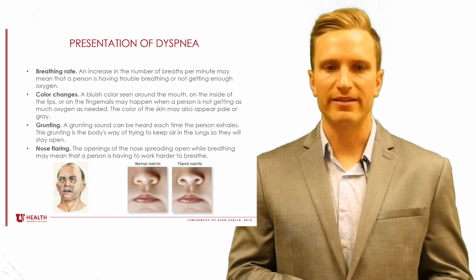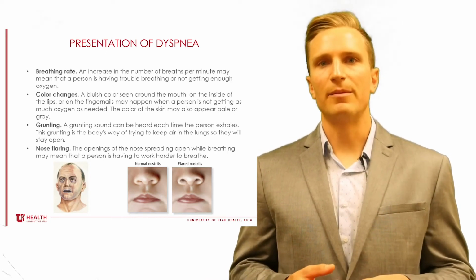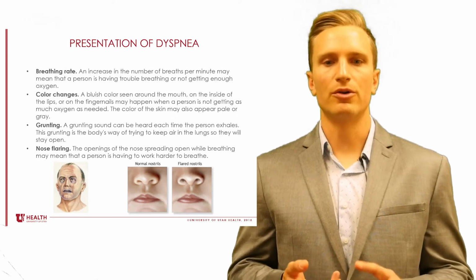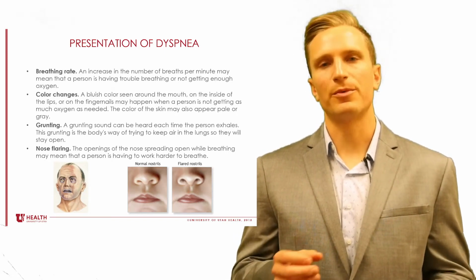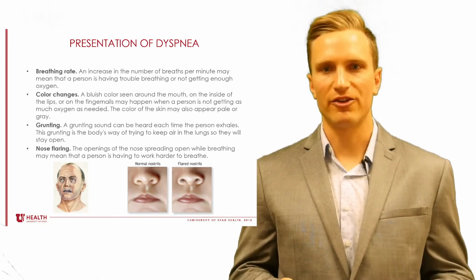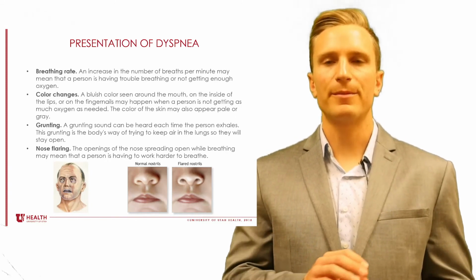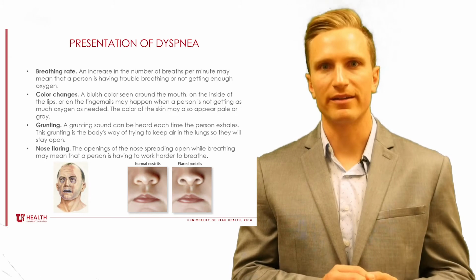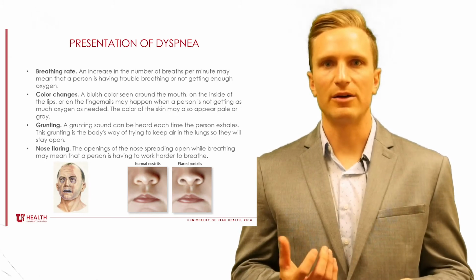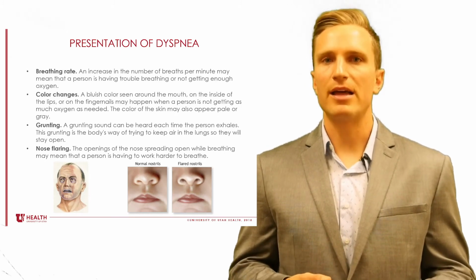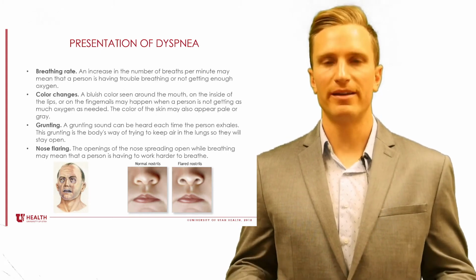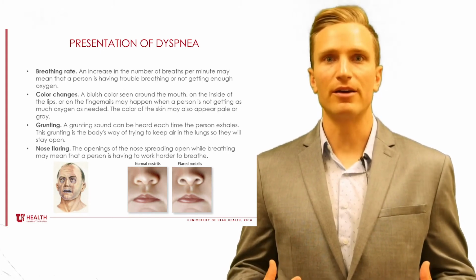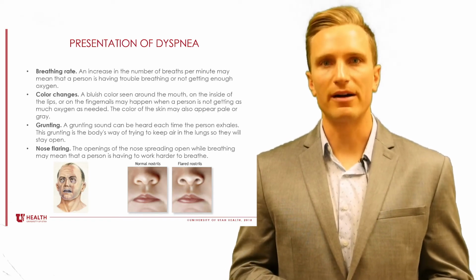Another sign that you may see is color change. This can show like pallor or cyanosis, and this is another sign of a mismatch between ventilation and oxygenation. Something else that you may see is grunting. This is an audible sound when the patient breathes in, and really it's just showing that the patient is trying to keep their lungs open. It's a method that people use to keep their lungs open when they aren't getting enough oxygen.